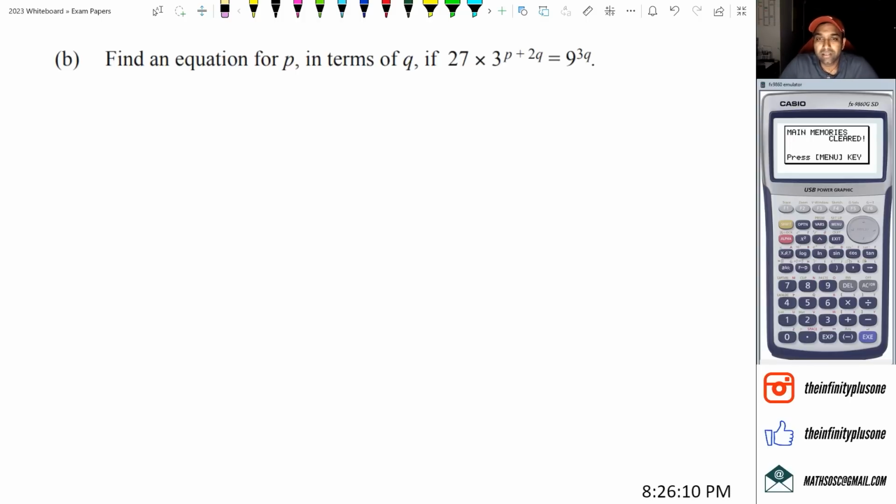Okay, so with question B, what the question is actually asking here is, it's saying find an equation for P in terms of Q. So basically, your final answer should look something like this, where P is by itself and Q is on the right-hand side of the equation. All right, that's what you're looking for. But along the way, we've got these ridiculous numbers that we need to get rid of. And if you look at the numbers, you've got 27, you've got 3, and you've got 9. Now this is where your head should start ticking and go, hang on, they're all linked. Those numbers are linked.